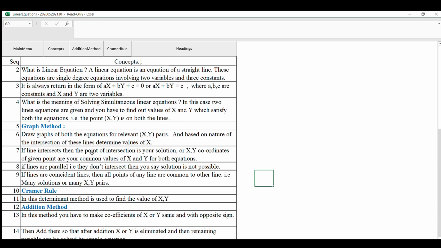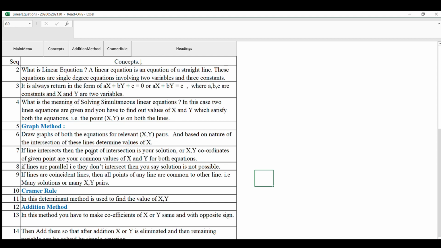What do you mean by single degree equation? The highest power of the variable is 1. That is the reason it is called a single degree equation. And what is the meaning of it represents a straight line? When you use this equation and find points with xy coordinates for assumed values of x, and you use those points and draw a graph, it is a straight line. That is the reason a linear equation represents a straight line.